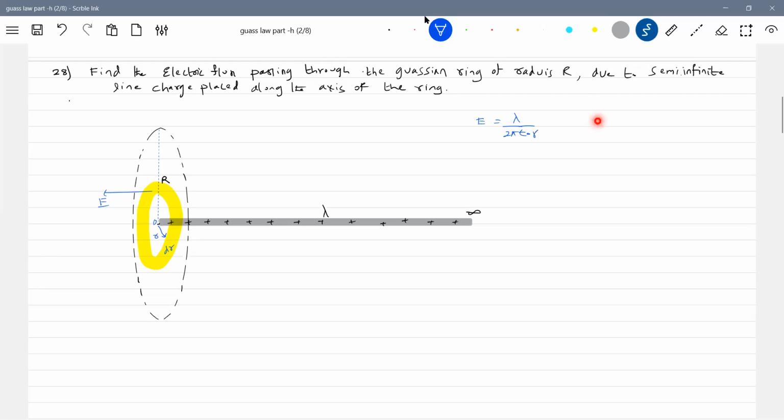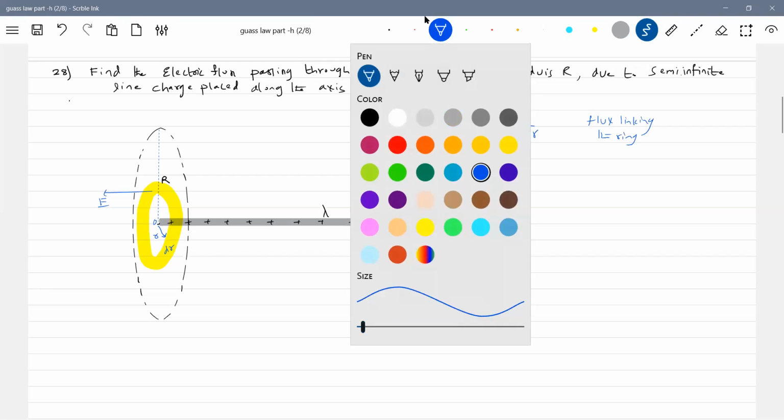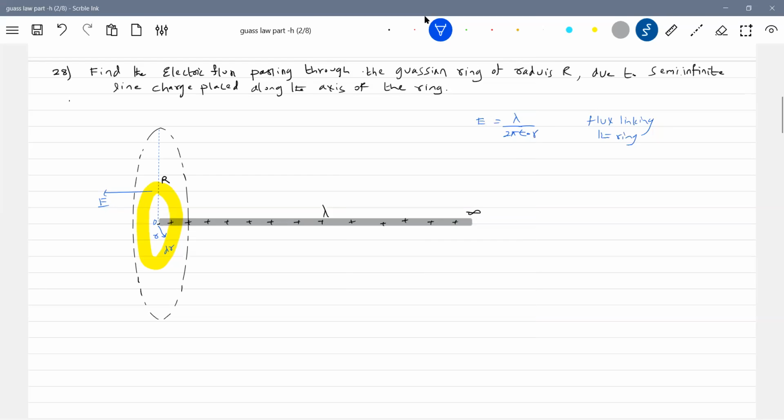So flux linking the ring. d phi should be equal to E into dA. What is the electric field? Lambda by 2 pi epsilon naught r. dA is 2 pi r dr. So 2 pi gets canceled. r also gets canceled. So lambda by epsilon naught into dr.